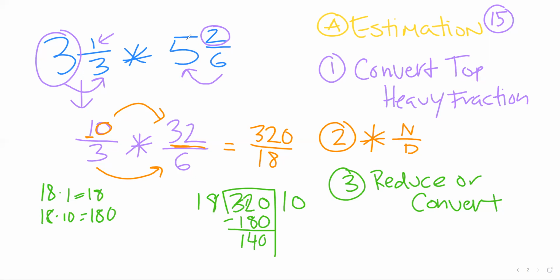Oh, okay. So what if I did 18 times 5? That would actually be half as much, so that would be 90. So I could do a group of 5. That's going to get me 90. Okay, I'm left with 50.